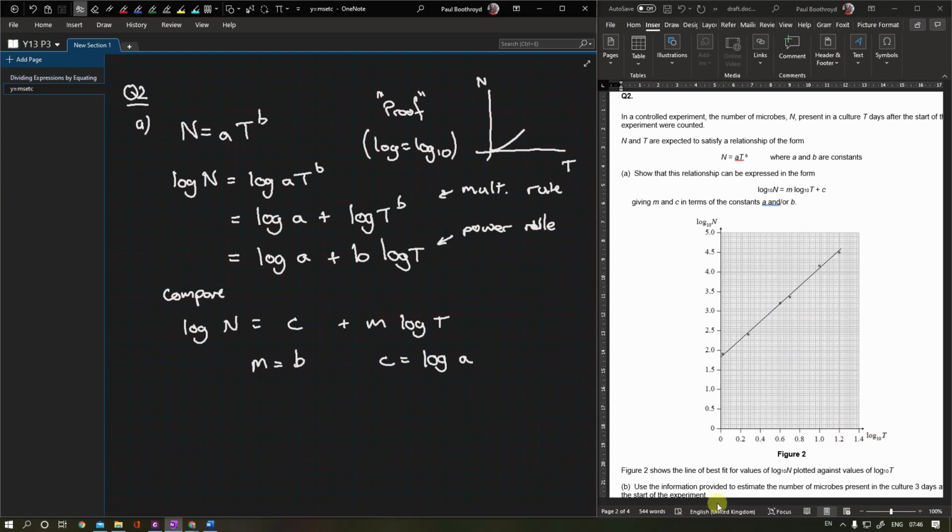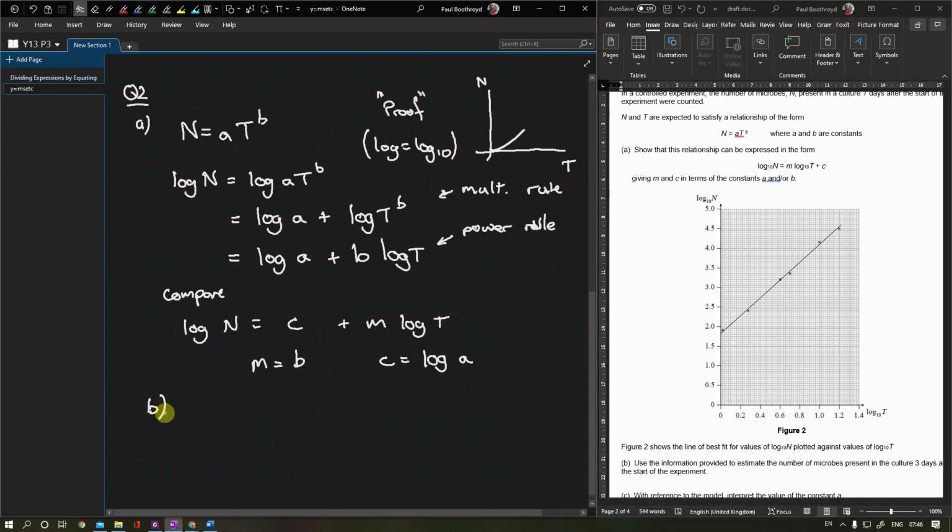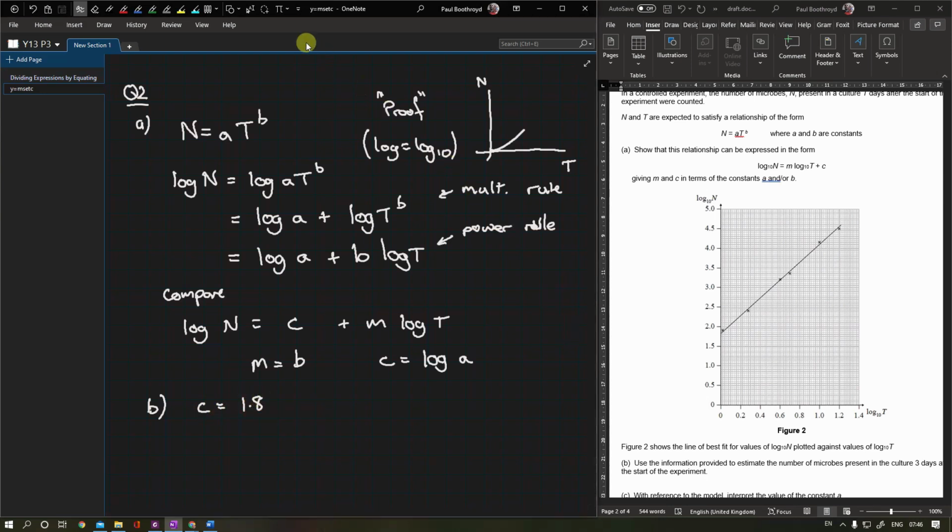So use the information provided to estimate the number of microbes in 3 days. The first part we've got to do is actually find out what c and m are from the graph. The first thing we can look at is c is going to be on this scale. Looking at the dots, there's 2 small squares for every 0.1, so this is about 1.8. So c equals 1.8, and on the exam I would actually, I'm just going to take a copy of the picture. I think I can do it that way, so I can add it to my notes.